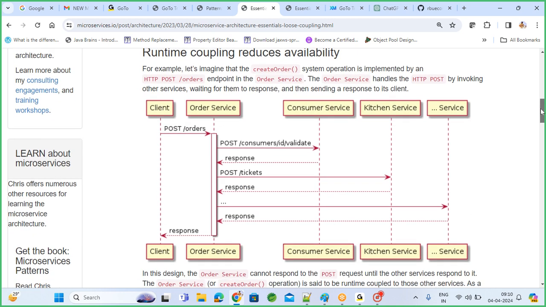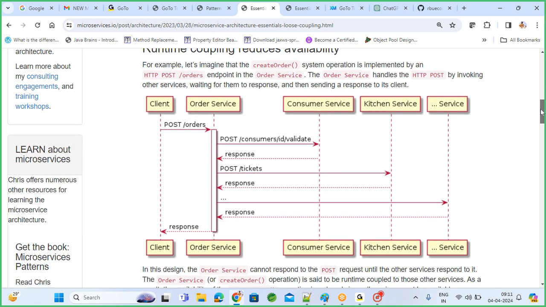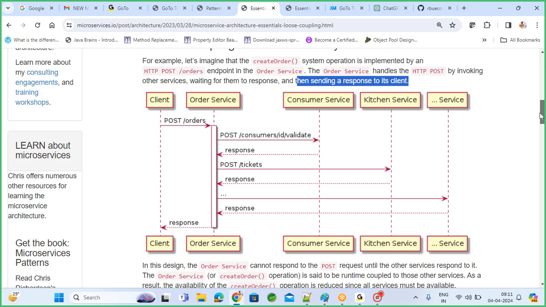For that, here he gives an example. For example, imagine that the create order system operation is implemented by an endpoint in the order service. The order service handles the HTTP POST by invoking other services, waiting for them to respond, and then sending the response to clients.